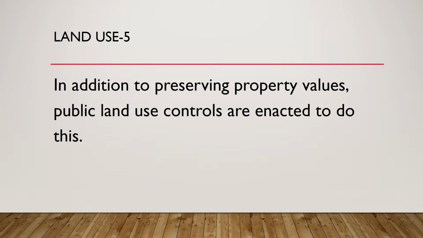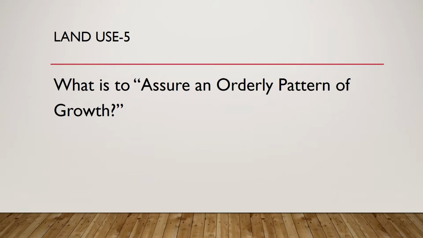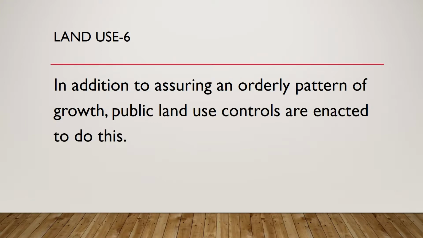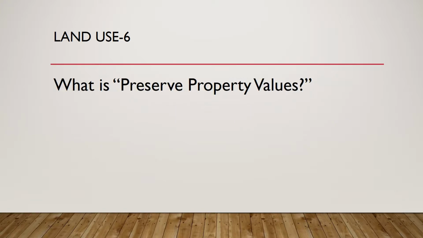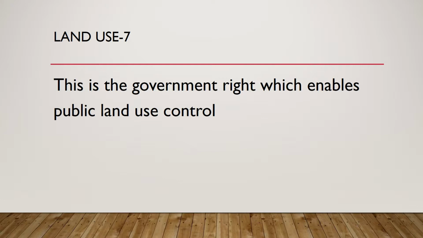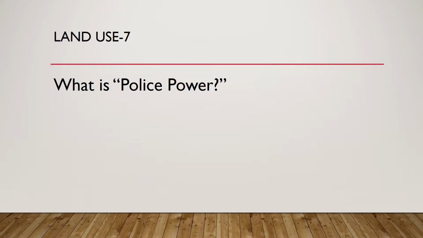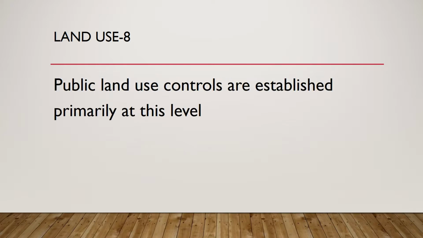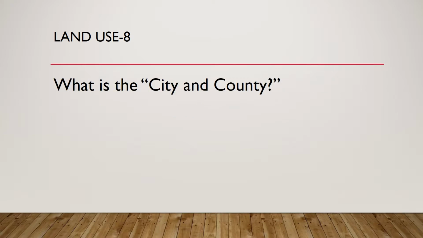Question 5. In addition to preserving property values, public land use controls are enacted to do this. What is to assure an orderly pattern of growth? Question 6. In addition to assuring an orderly pattern of growth, public land use controls are enacted to do this. What are preserved property values? Question 7. This is the government right which enables public land use control. What is police power? Question 8. Public land use controls are established primarily at this level. What is city and county?